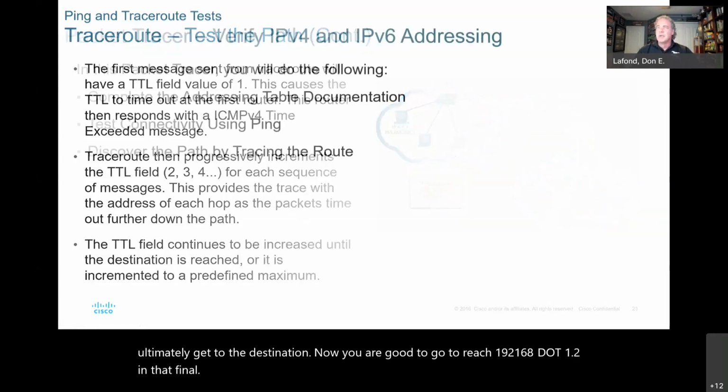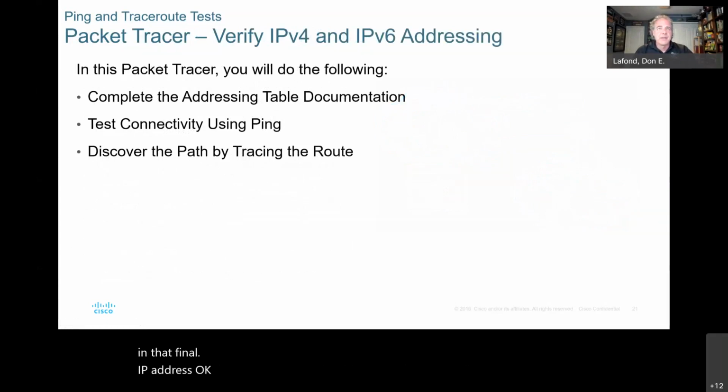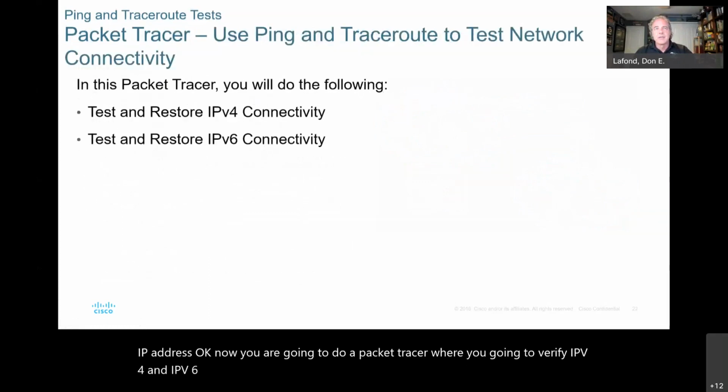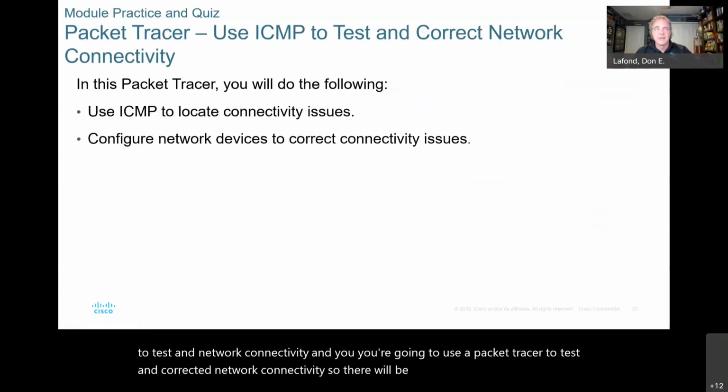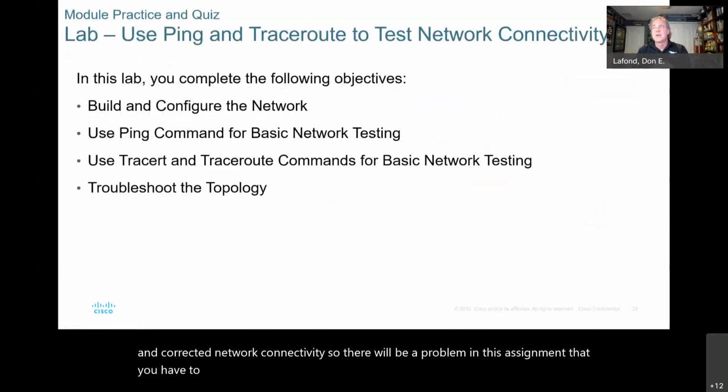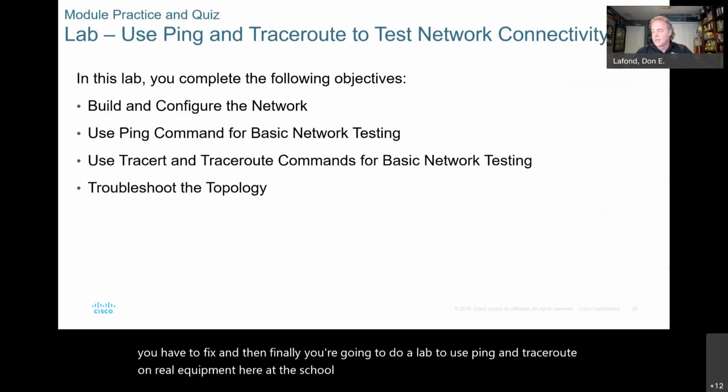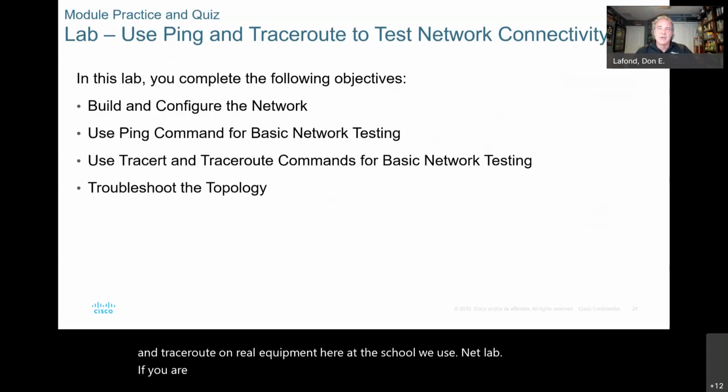Okay, now you are going to do a Packet Tracer where you're going to verify IPv4 and IPv6 addresses. You're going to use Packet Tracer to use ping and traceroute to test network connectivity. And you're going to use a Packet Tracer to test and correct network connectivity. So there will be a problem in this assignment that you have to fix. And then finally, you're going to do a lab to use ping and traceroute on real equipment. Here at the school, we use NetLab. If you are using equipment at your home, then use the lab assignments.